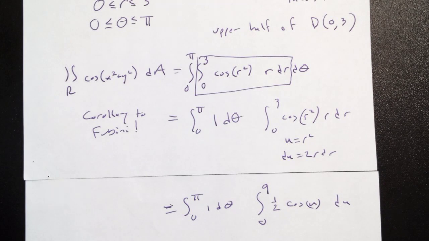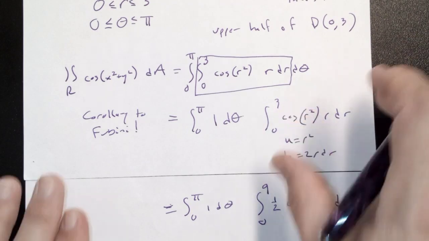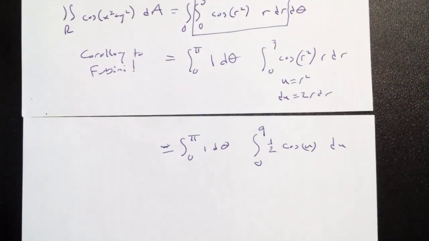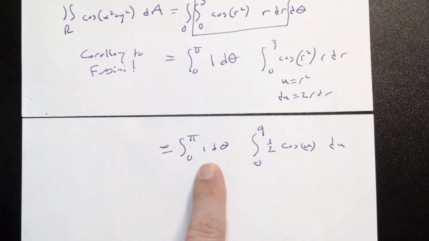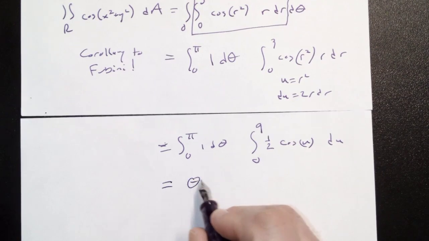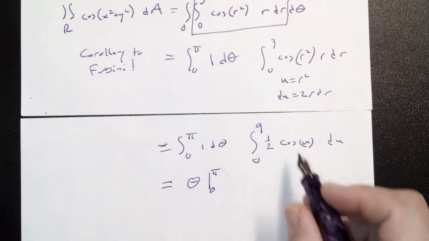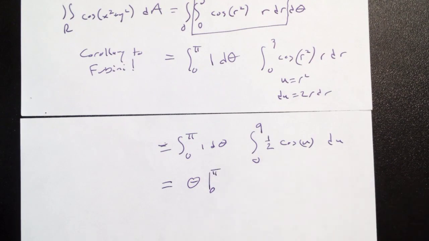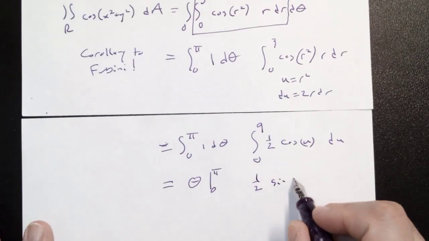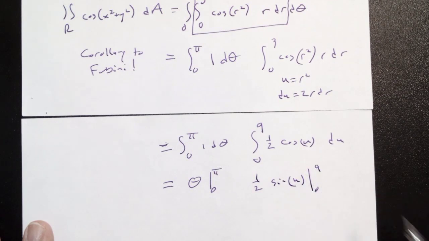You don't have to. You could leave those as r limits, then you just have to switch back when you were done with the integral. The integral of 1 is θ, evaluated from 0 to pi. The integral of cosine, but the 1/2 stays there, so I get 1/2 sine u from 0 to 9.